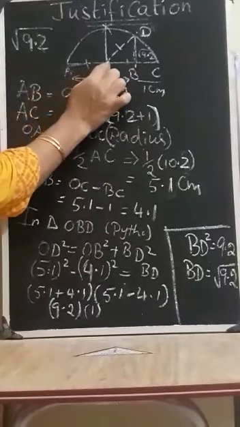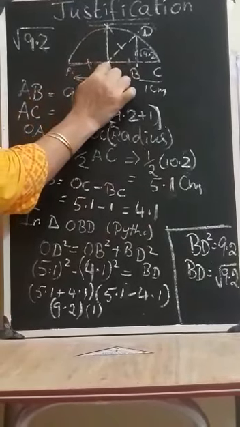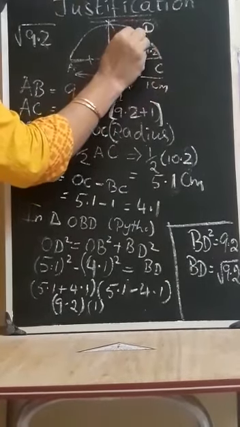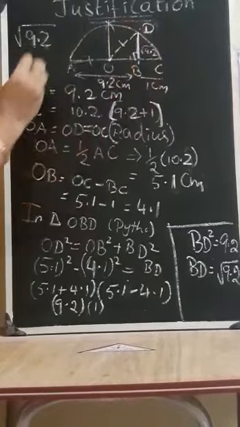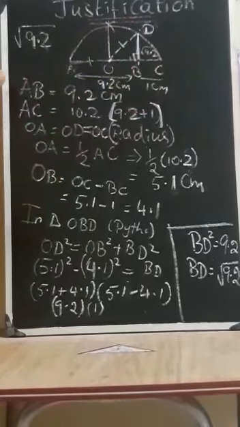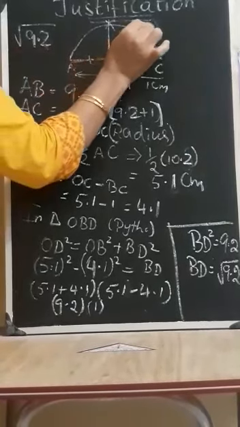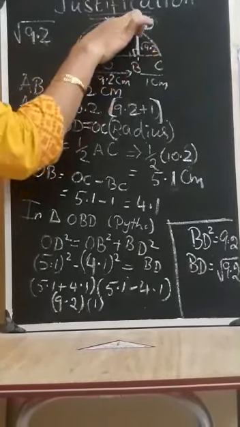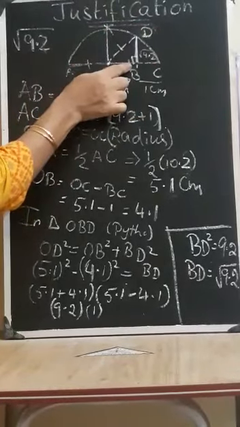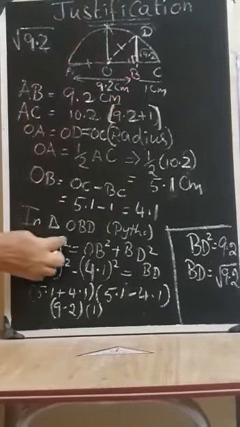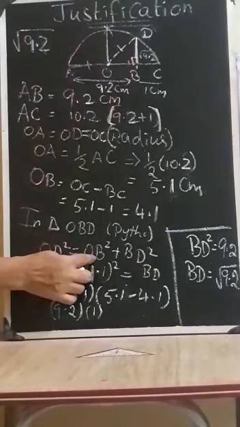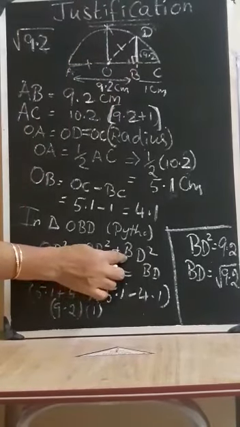Now we'll take triangle OBD because by construction this is 90 degree. You all know, right? Since B is 90 degree, we are going to use Pythagoras theorem. OD squared is the hypotenuse. OD squared is equal to OB squared plus BD squared. See, I have written here OD squared is equal to OB squared plus BD squared.